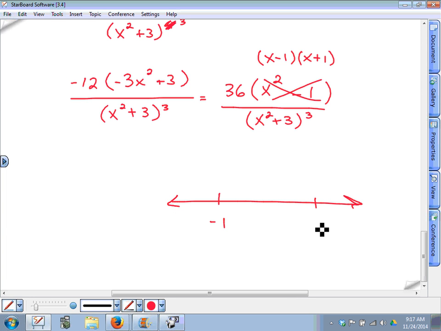So we have a negative 1 and a positive 1. Now we're trying to figure out the concavity, so we're going to choose test numbers and plug them into the second derivative to test where the second derivative is either above 0 or below 0. So let's test negative 2, let's test 0, and let's test positive 2.